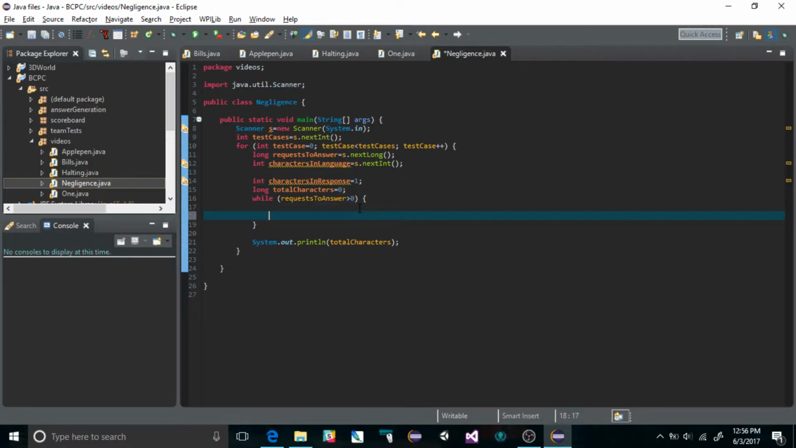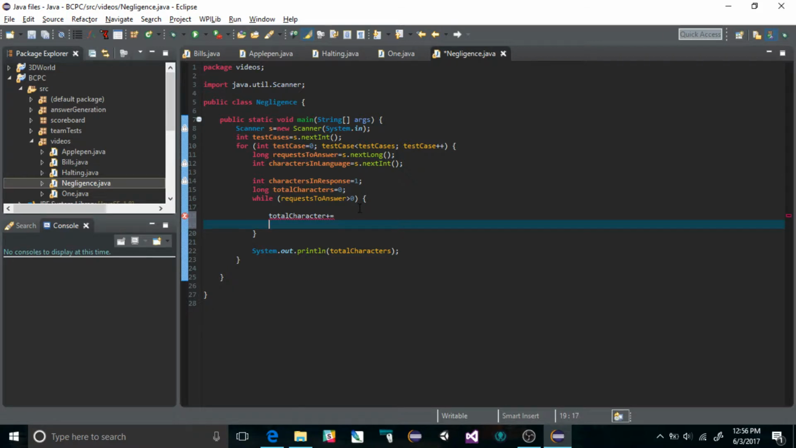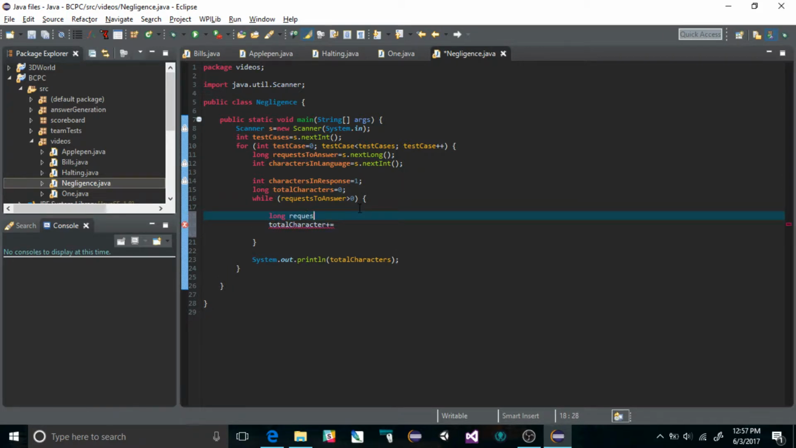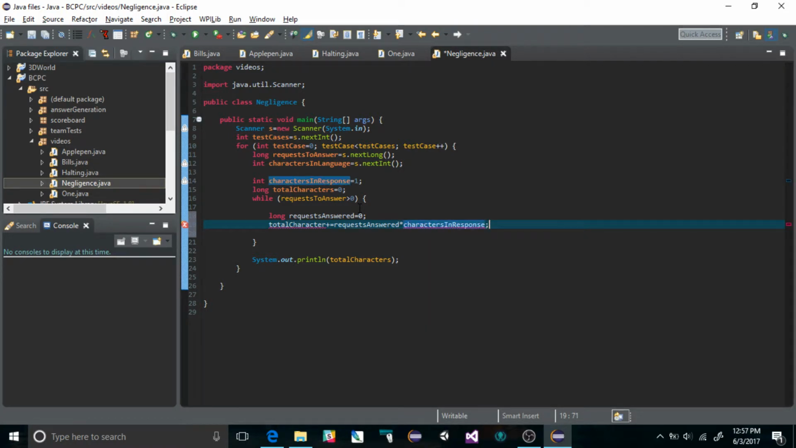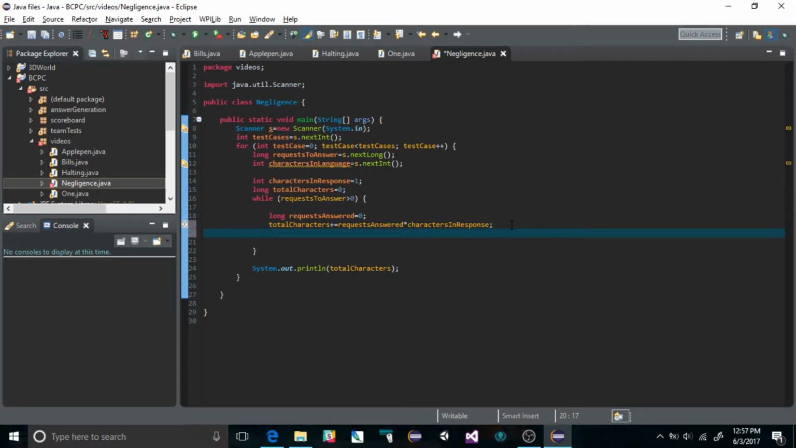So we are going to, first, we want to add to our total characters, and then we're also going to want to, let's see, equals something. We're going to figure that out. So we're going to answer some number of requests. The number of characters we're going to type is that number times the number of characters per request. And then after we do that, total characters. Okay. So that's how many characters we'll use answering the requests like this.